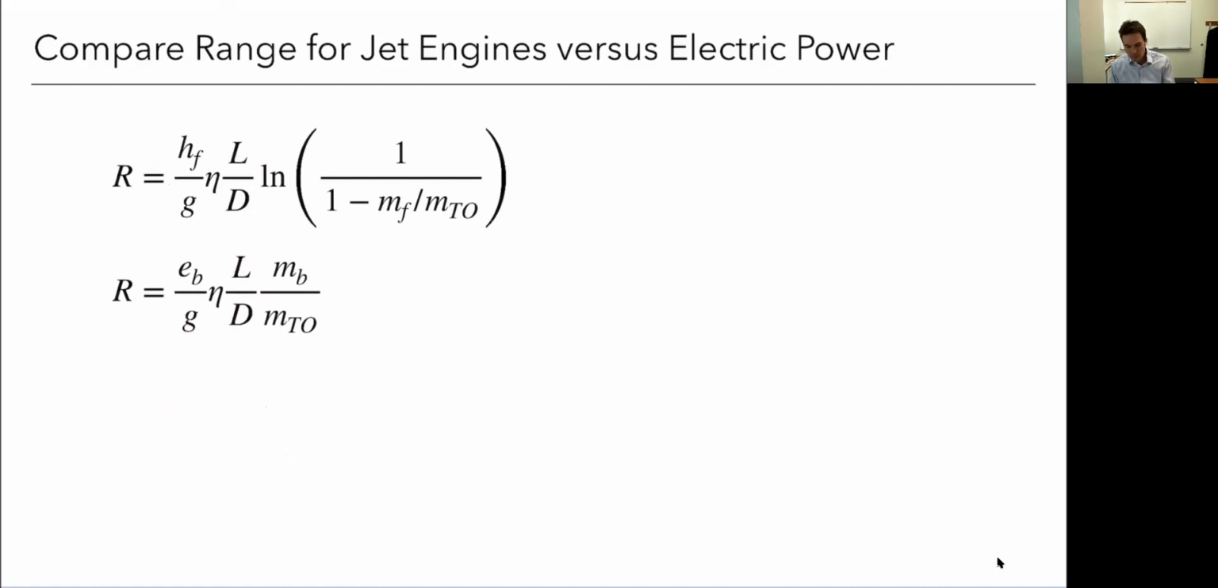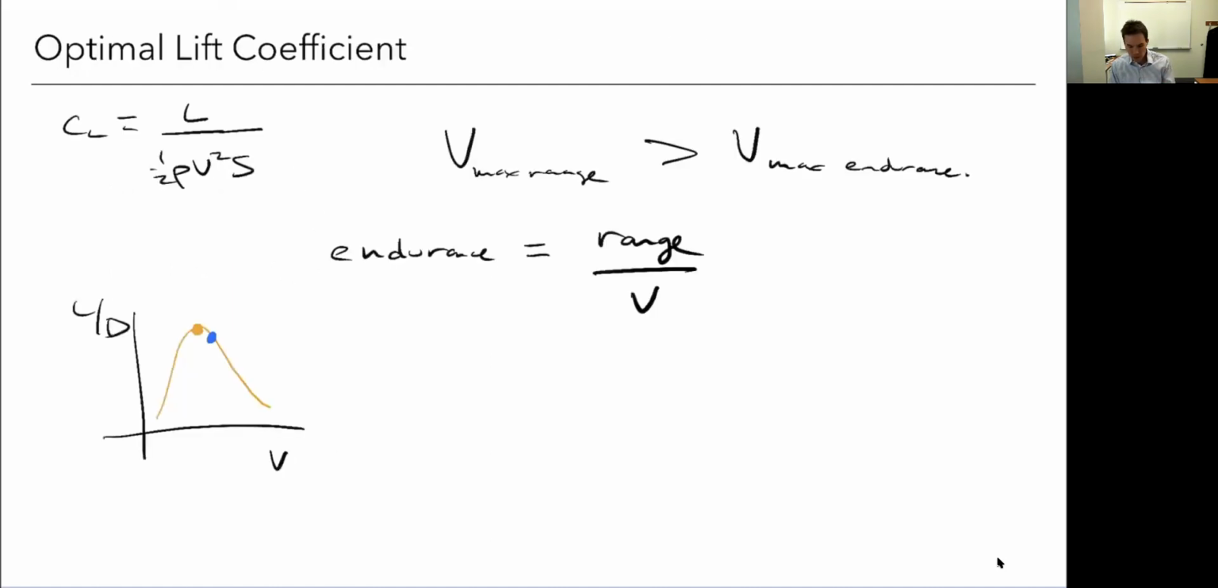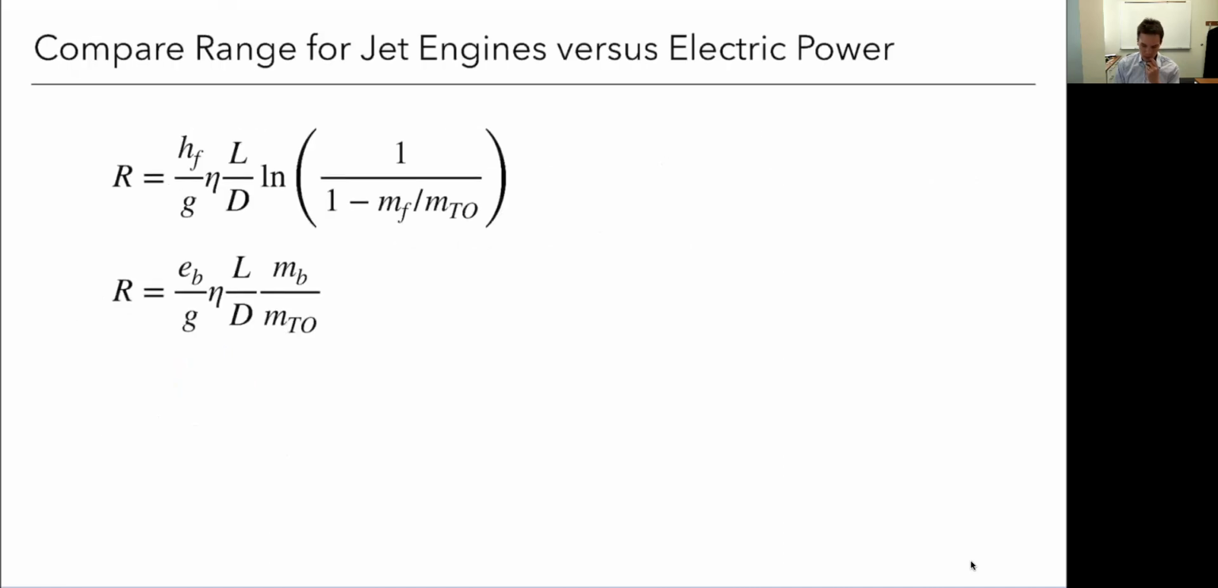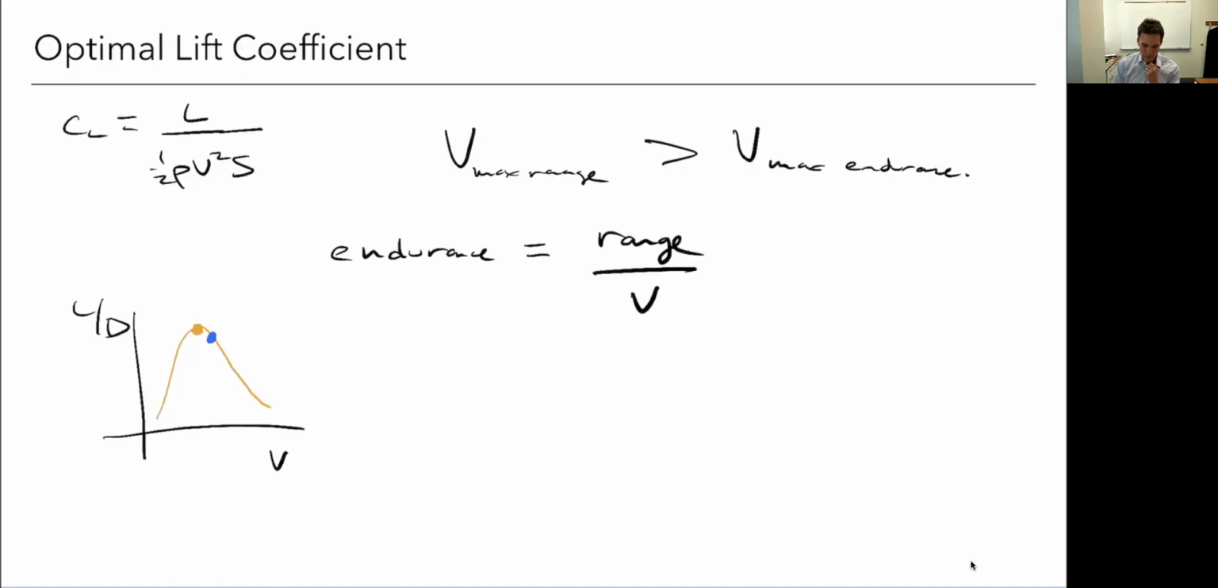So if I think about how fast I could go, well, actually, let me say it this way. If I go faster, I'm going to sacrifice some L over D. So these equations would predict I couldn't go as far. But I'm going faster, and so I more than make up for that.